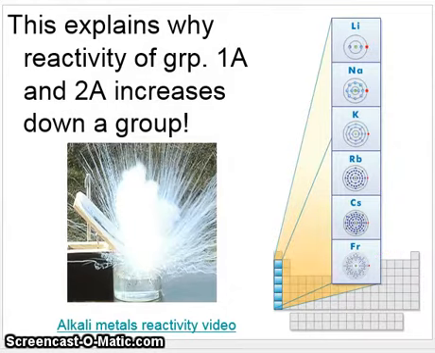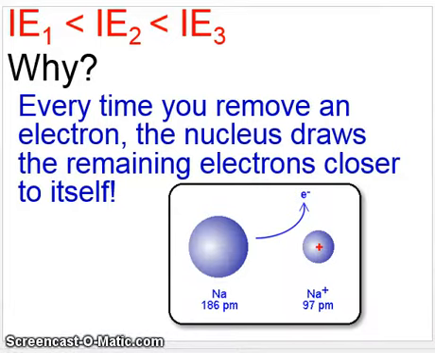Now, if we take a look at ionization energies for the same element, the first, the second, and the third ionization energy, here we see that the first ionization energy is smaller, the third ionization energy is the biggest. Notice this is the less than sign. So why is this trend true?